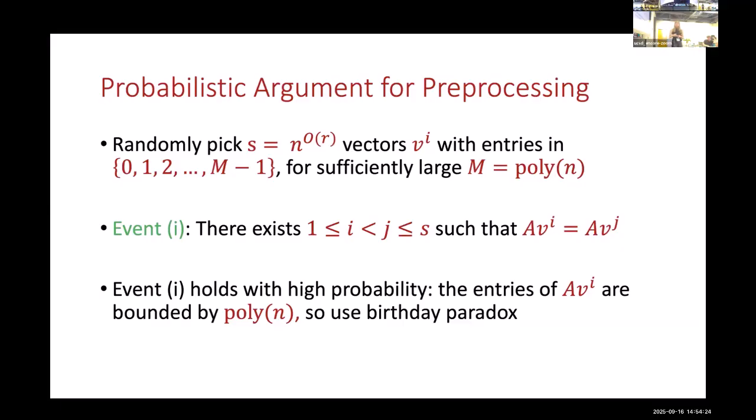The first event that we want to say happens with high constant probability will be that there exists some pair ij so that A times vi is equal to A times vj. The reason for this is that vi minus vj will be in the kernel of A, so it will be in the orthogonal lattice to the row space of A, since vi and vj are integer vectors. So the first thing to notice is this event 1 holds with high probability. The entries of A vi are all bounded by poly n, so there are roughly poly n possible values for A times vi, so you can apply the birthday paradox: with high probability, there will be some collision.